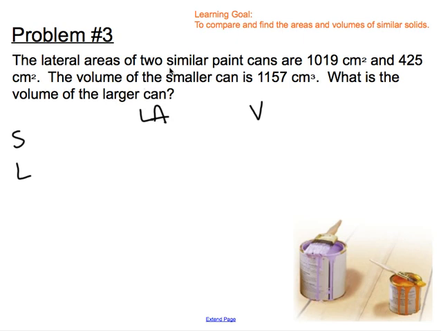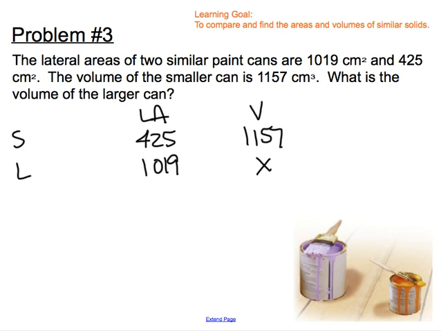So the lateral areas of two similar paint cans are 1,019 and 425. The smaller of the two is 425, while the bigger one is 1,019. The volume of the smaller can is 1,157, and we want to know the volume of the larger can.